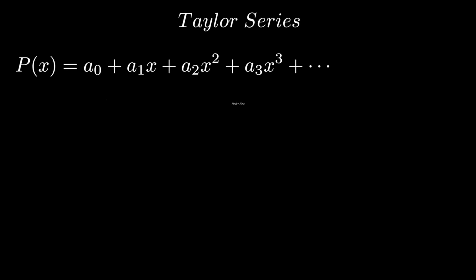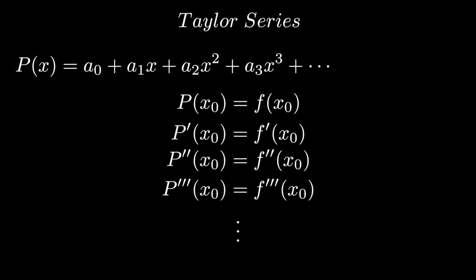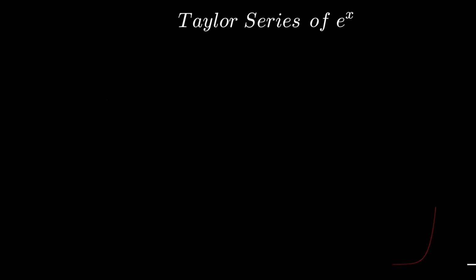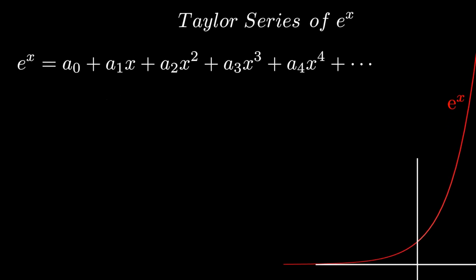Now we move on to Taylor series. The idea of a Taylor series is that we make a polynomial where each derivative of that polynomial at a point equals the derivative at that point of some function. For example, let's write e to the x as a polynomial. For now, we don't know the coefficients of this polynomial, but we'll figure them out along the way.